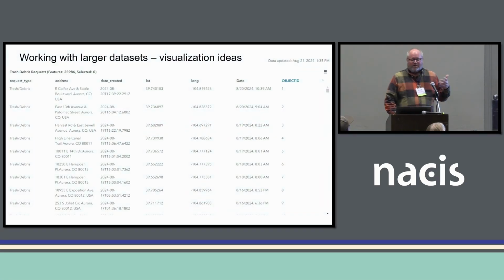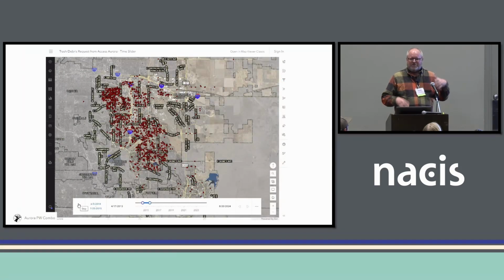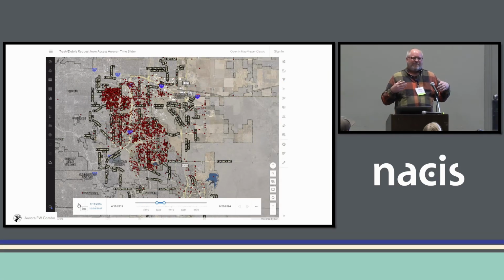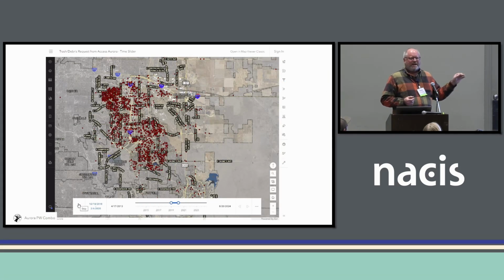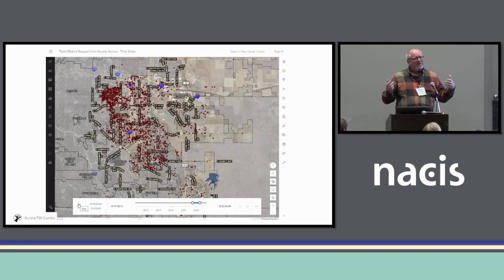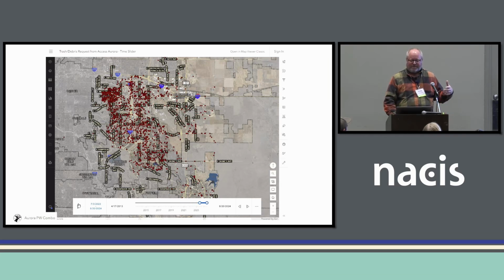Let's look at animating larger features. So this is trash debris requests for Aurora, Colorado, about 26,000 features. Once you start to get at that level of detail, looking at the raw individual features as they animate becomes not super useful. It's hard to tell the magnitude or the density of what's happening.